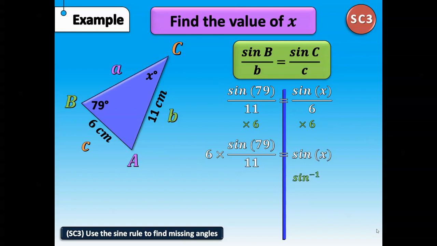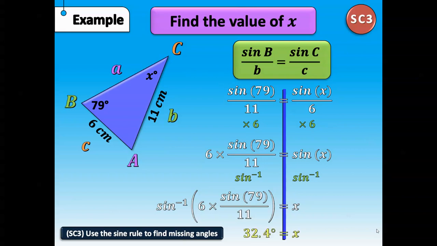And I get rid of the sine by doing sine to the minus 1. So this is what I type into the calculator. So X is 32.4 degrees.